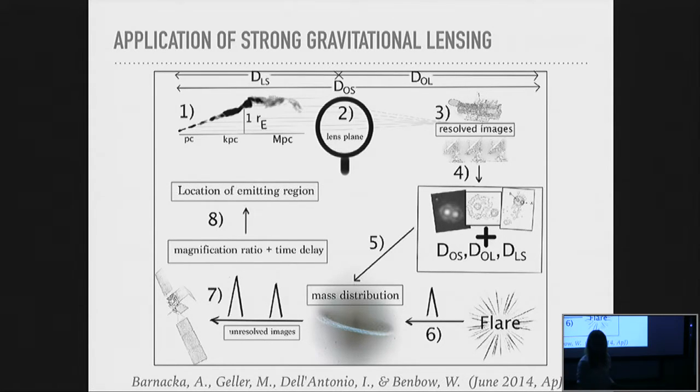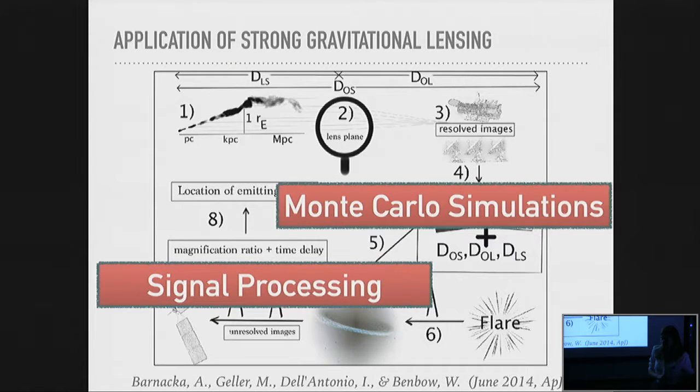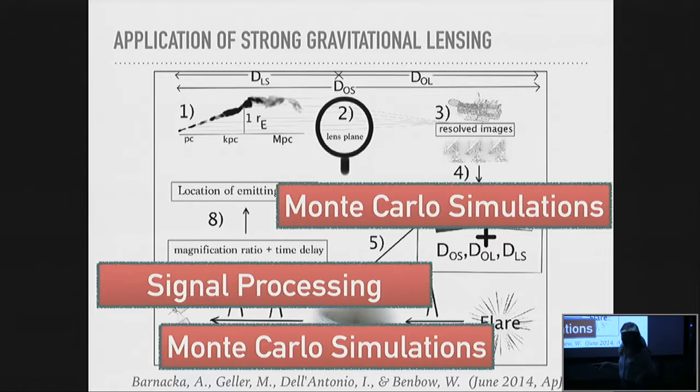So this is more or less how it looks, but what we really need to resolve the gamma ray sky is a lot of Monte Carlo simulations to be able to measure the time delay and find the right methods of time delay measurement. And we also need a lot of signal processing. And we need even more Monte Carlo simulations to reconstruct the mass distribution of the lens. And this is what I will focus on during this talk.